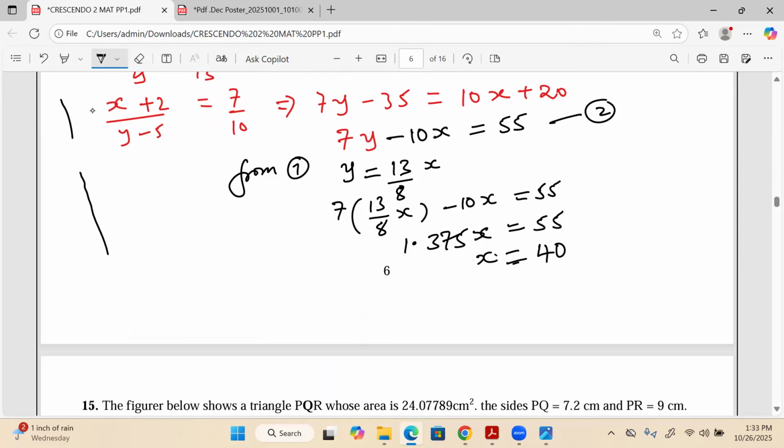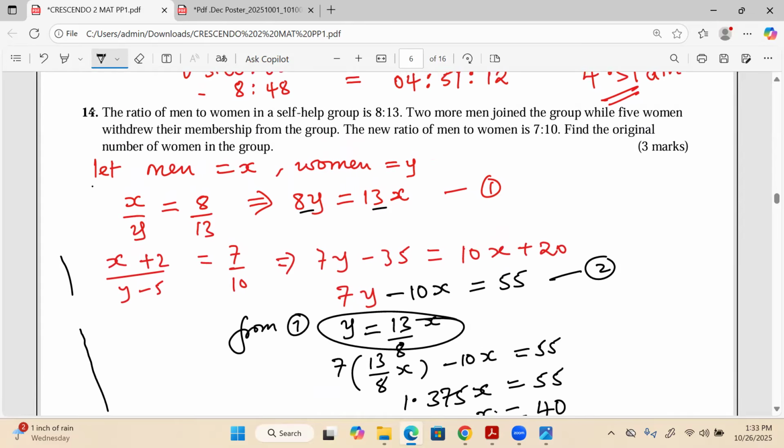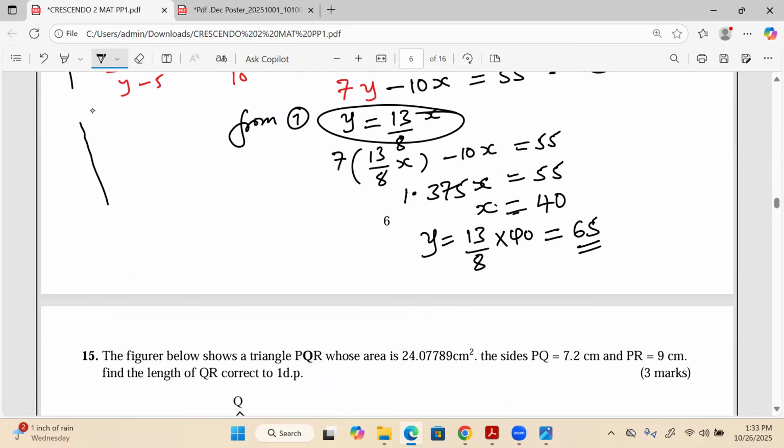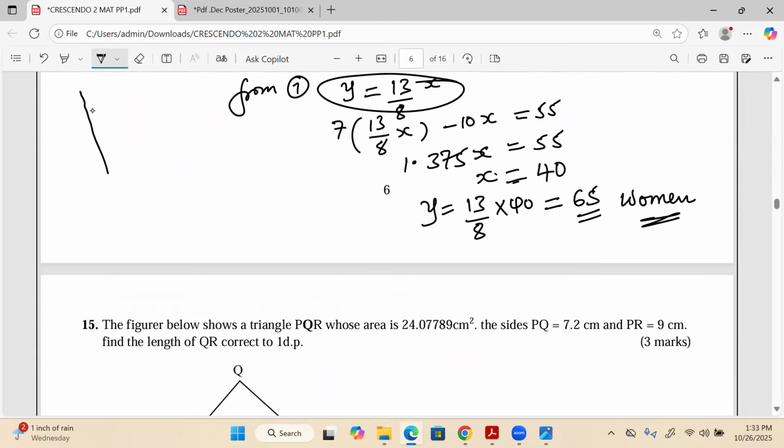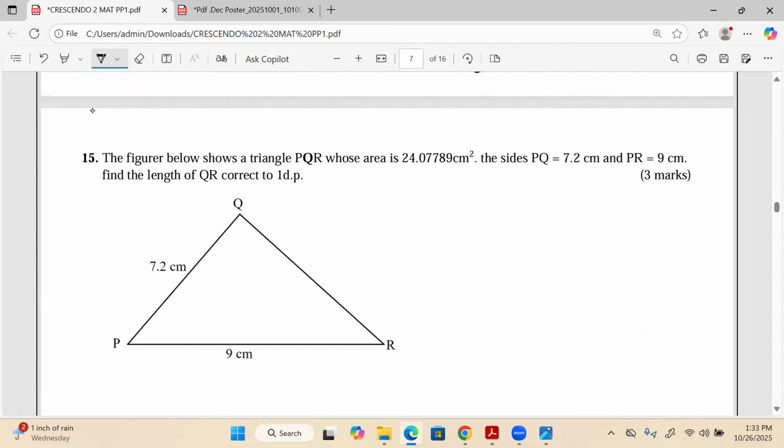When x equals 40, the value of y shall be 13/8 by 40 because of this. So we get 40 multiplied by 13/8, exactly 65. So originally, women were 65 and men were 40. Find the original number of women. That is the number of women according to what we have. A very good question on ratios.